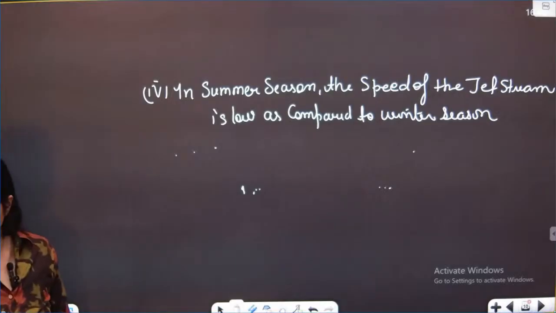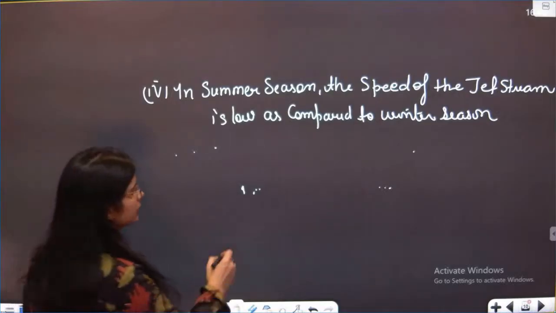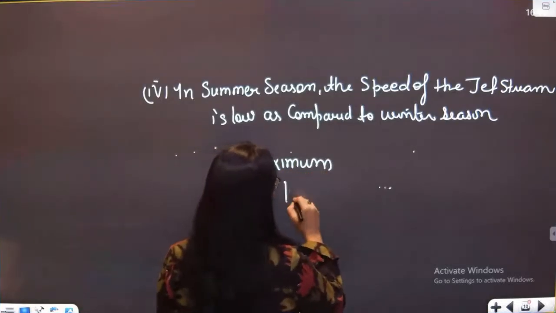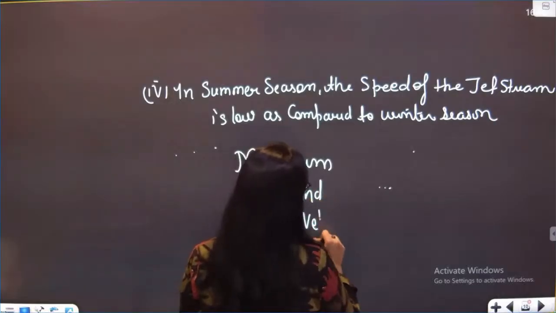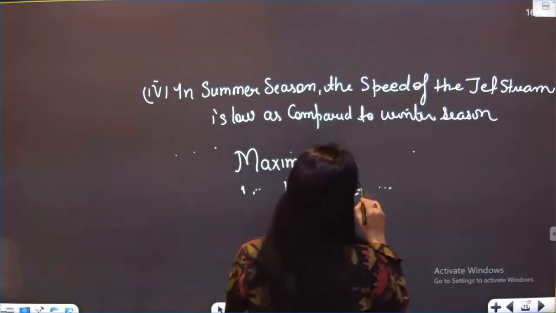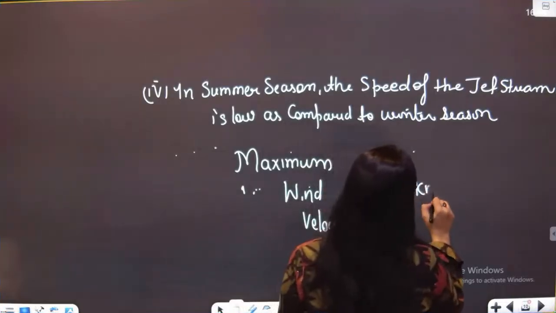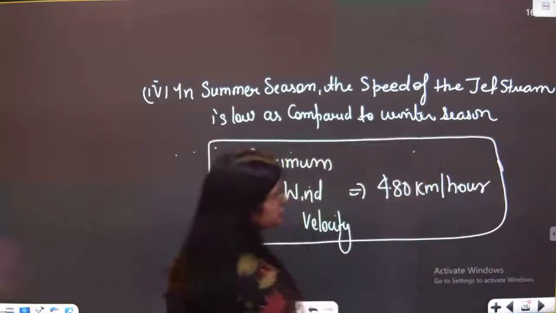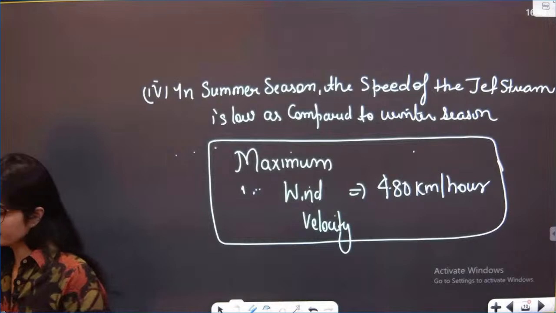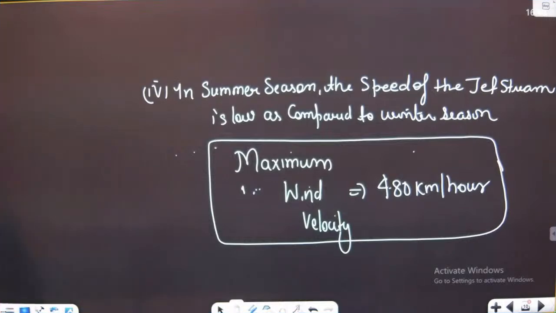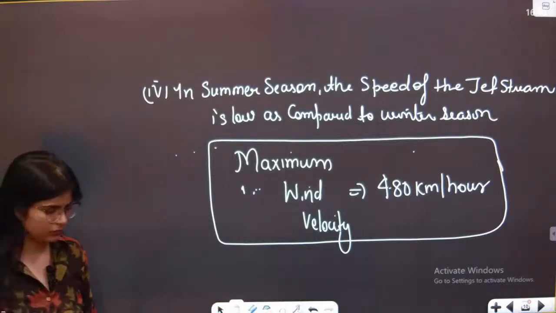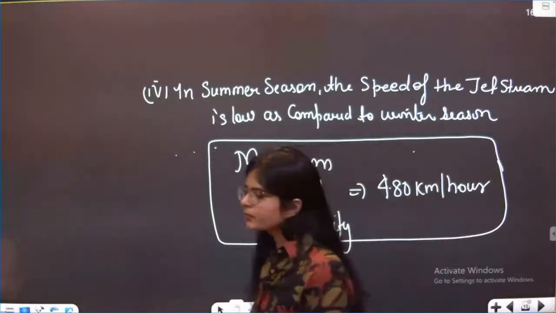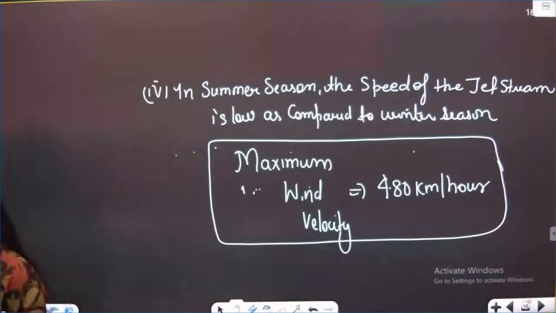What is the maximum wind velocity? Write down 480. Maximum wind velocity is 480 kilometer per hour. Write down kilometer per hour. Done? Yep.